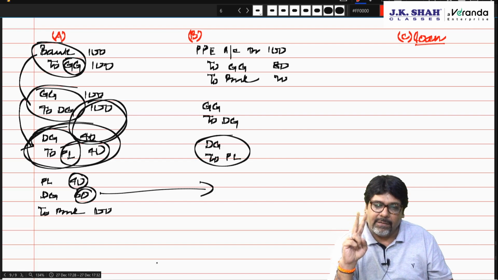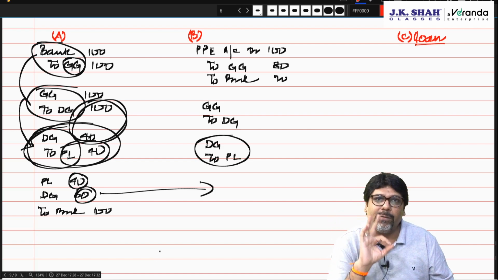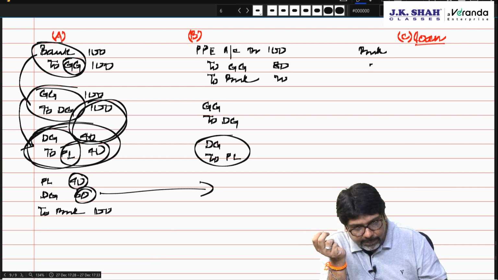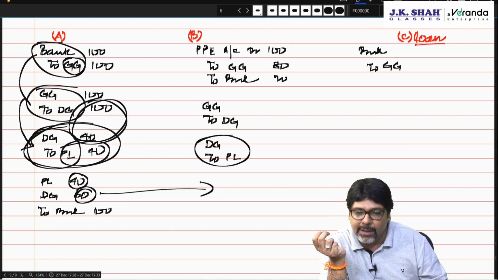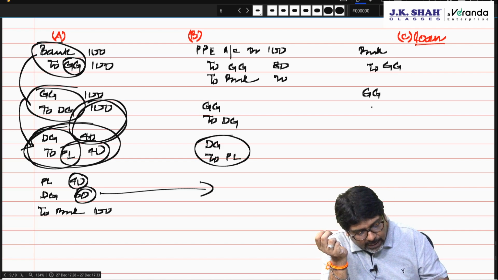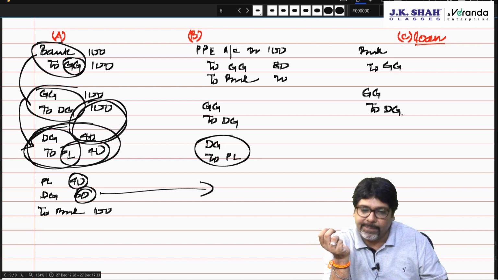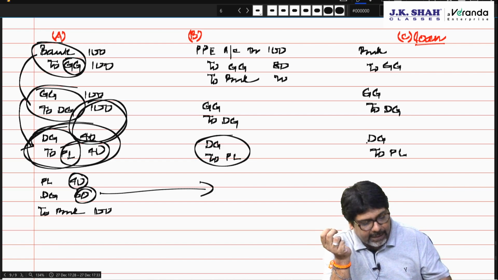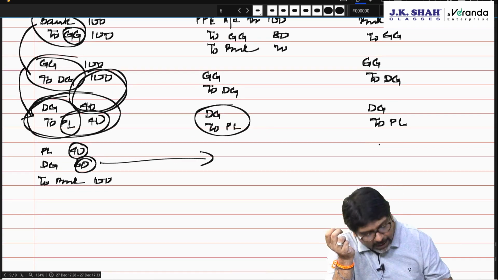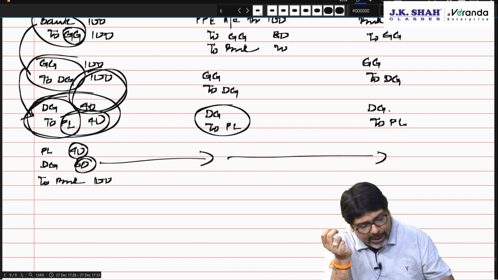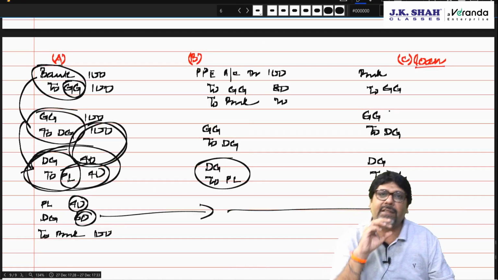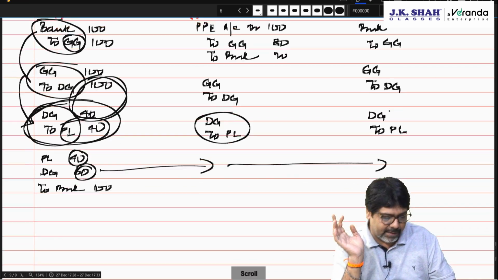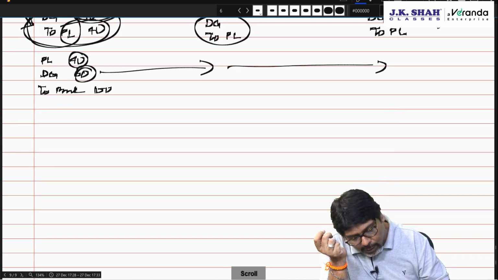Loan is of two varieties. One is forgivable loan. That means you don't have to refund the loan. So first you write bank account debit to GG, then GG to DG, this is loan. Then again DG to PNL. Sir, entries are same, correct. And refund again, same. So this is forgivable loan. That means government would forgive the entire loan if you have satisfied 100% conditions. Am I clear?